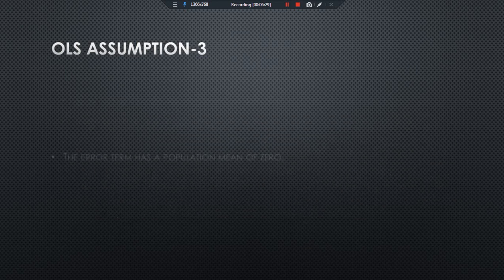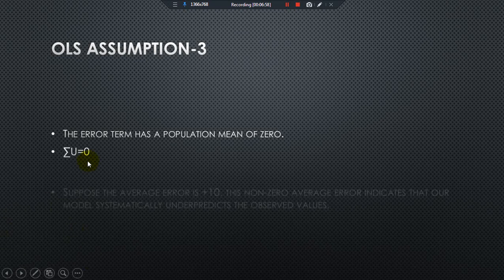Assumption 3, the error term has a population mean of 0. The error accounts for the variation in the dependent variable that the independent variables do not explain. You can say that random chance could determine the values of the error term for your model to be unbiased. The average value of the error must be equal to 0, so the sum of the errors is equal to 0.